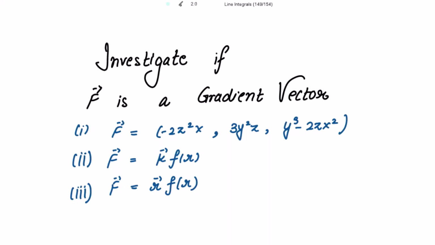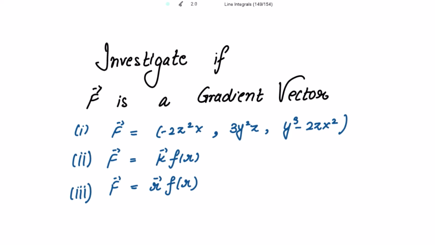We need to investigate if the F vector is a gradient vector or not. The F vector is a gradient vector if and only if its curl is 0, that is, the curl of F vector should be 0. If the curl of F vector is 0, then F vector is a gradient vector, otherwise it is not.